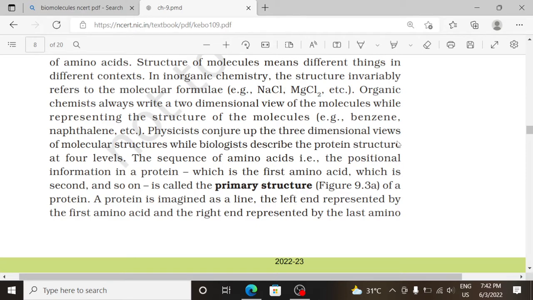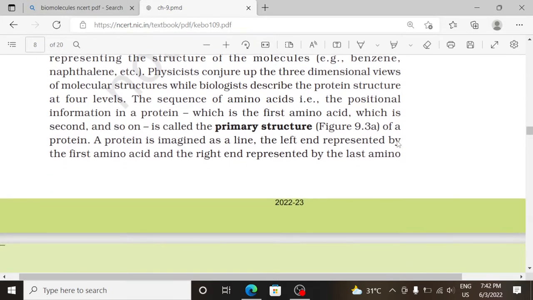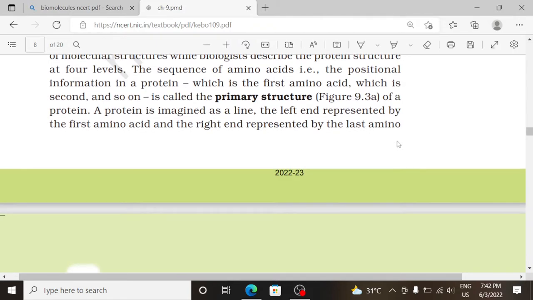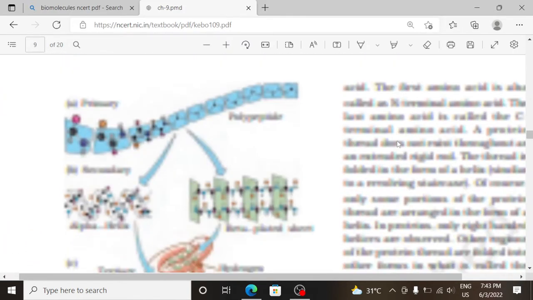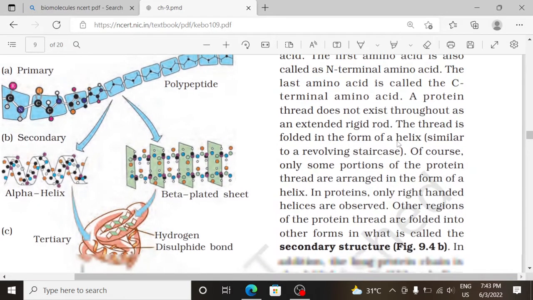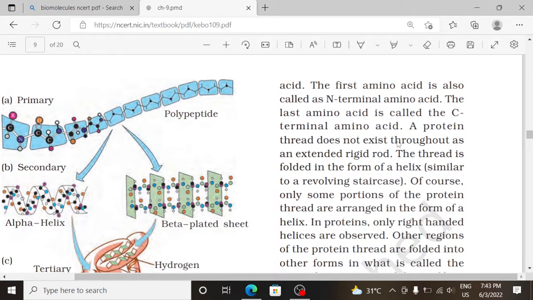The sequence of amino acids, that is the positional information in a protein, which is the first amino acid, which is the second, and so on, is called the primary structure of the protein. A protein is imagined as a line, the left end represented by the first amino acid and the right end represented by the last amino acid. The first amino acid is called the N-terminal amino acid. The last amino acid is called the C-terminal amino acid.